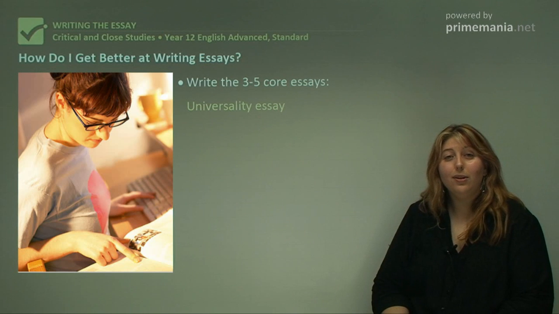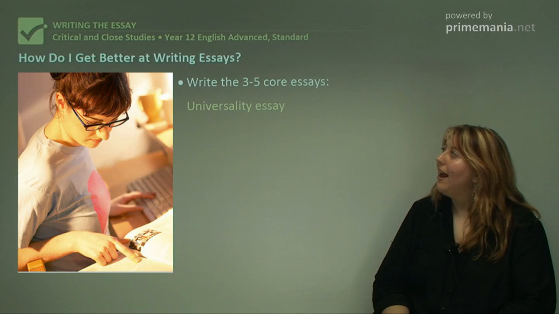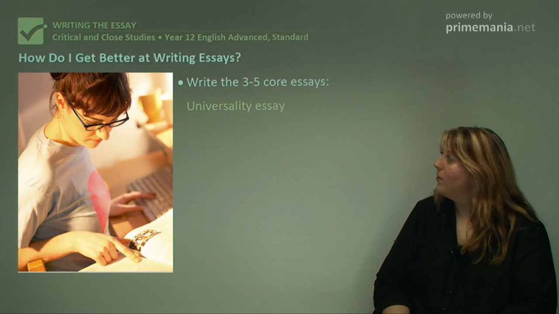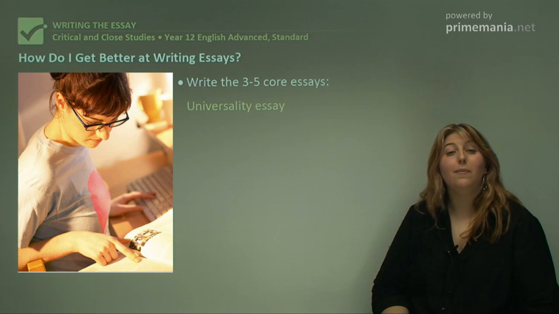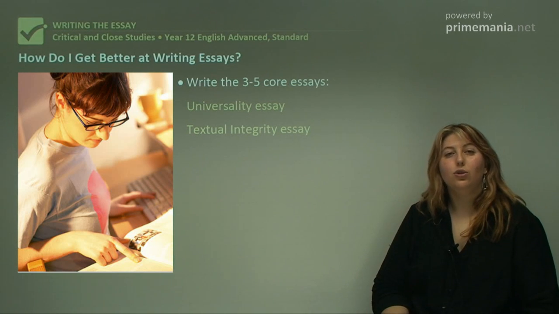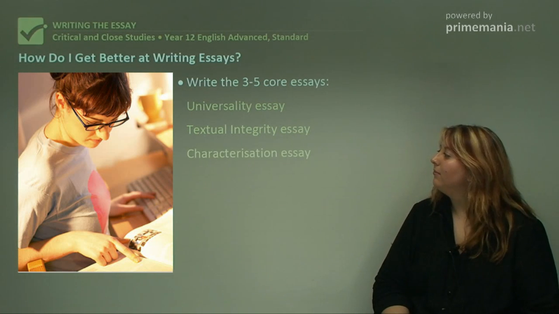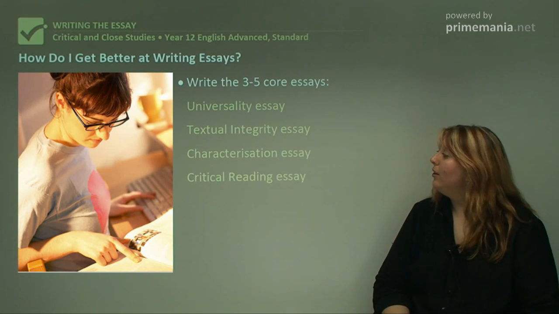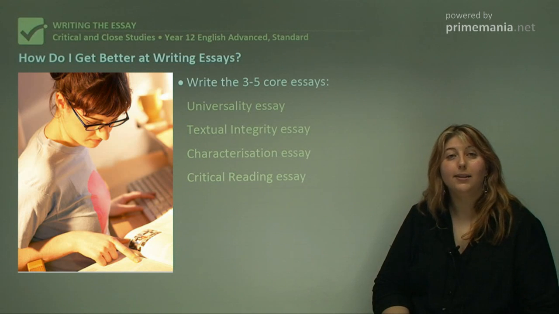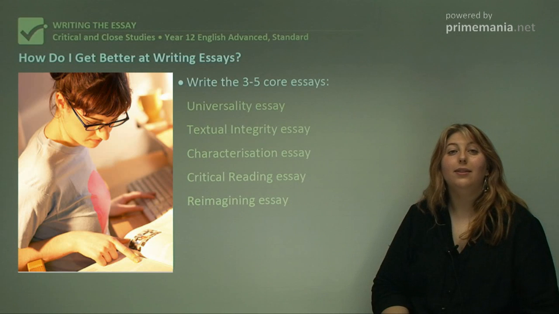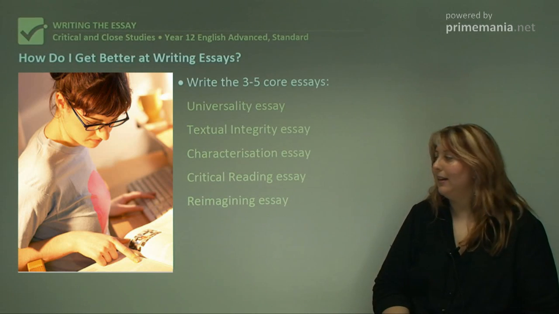So that's the structure that you're going to use for creating your textual integrity essay. Now you have to think about how you're going to get better at the process of writing it. So you have to write the 3 to 5 core essays, the universality essay where you think about 2 or more themes, the textual integrity essay where you think about things like structure, language and characterization, the characterization essay where you consider a character or a relationship, the critical readings essay where you think about feminism, Marxism or particular critics' opinions, and the reimagining essay where you might have to think about how you're going to change the ending of a particular text.